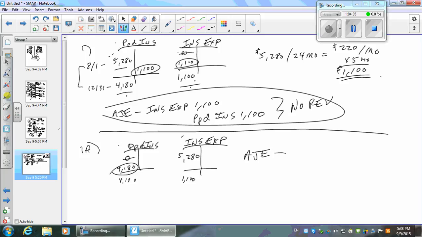What do you want the balance to be in prepaid insurance? $4,180. Right? It's zero. What are you going to do? Debit prepaid insurance to get it up to $4,180. Right? Magic. It went from zero up to $4,180. Insurance expense has $5,280 in it. I want it to be $1,100. What do I have to do? No, it's $4,180, isn't it? True, guys? I'm going to credit the prepaid, aren't I? Or, I'm sorry, the insurance expense. Because insurance expense is too big. Okay.